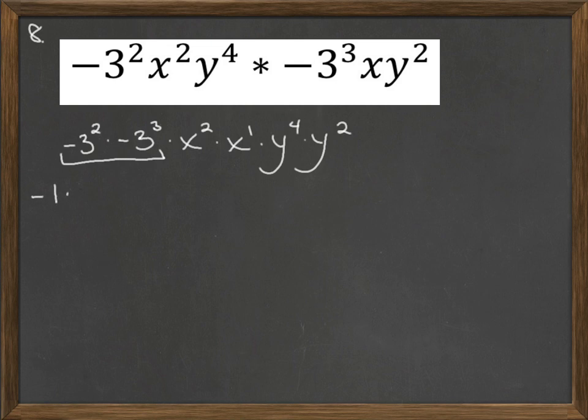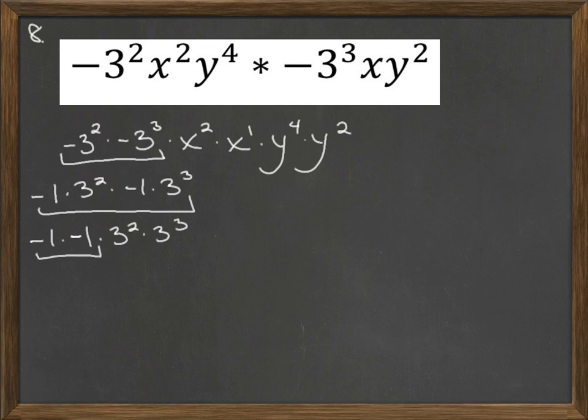This is really negative 1 times 3 squared, and then negative 1 times 3 to the 3rd power, right? So that's one way to think about it, one way to approach it. From here, if I wanted to, I could rewrite this as negative 1 times negative 1, right? And then we have 3 squared times 3 to the 3rd power. Well, remember, a negative times a negative is a positive, right? So these literally just go away, they disappear, or if you want, you could just write it as 1. Then we could apply the product rule here. 2 plus 3 is 5, so we're going to have 3 to the 5th power.